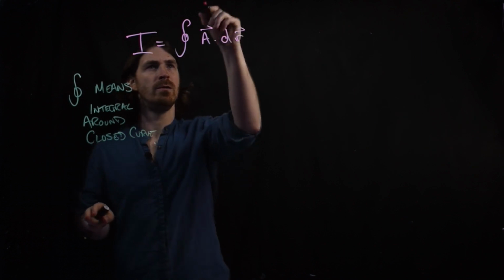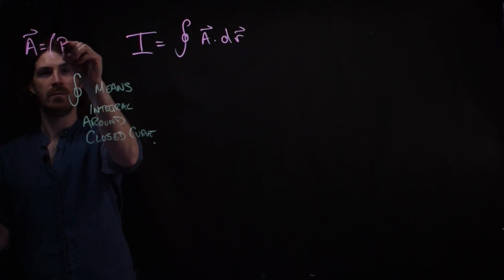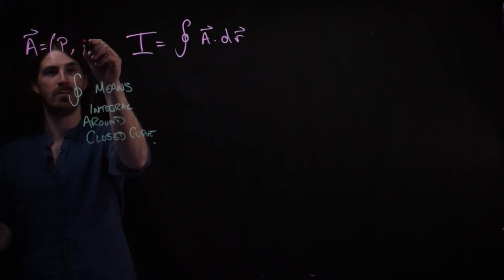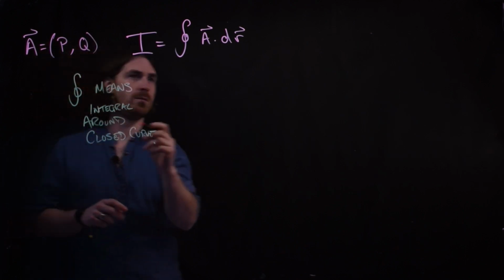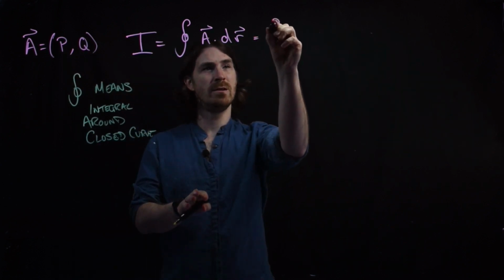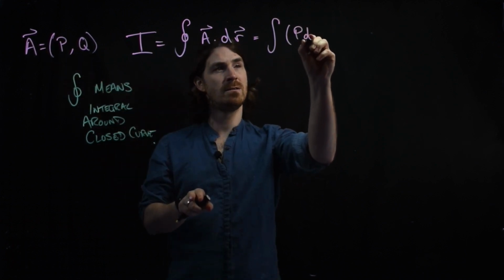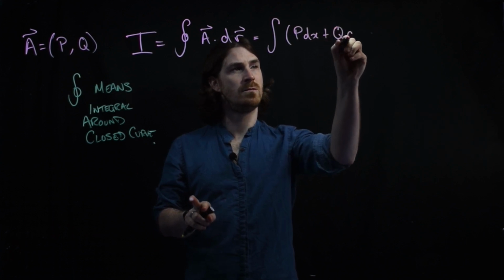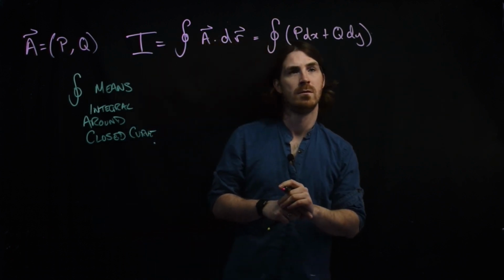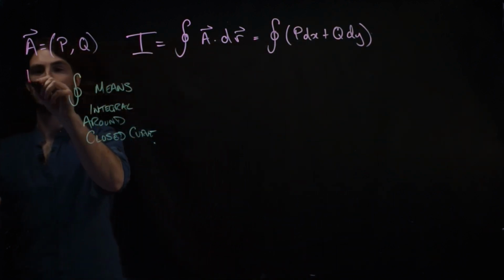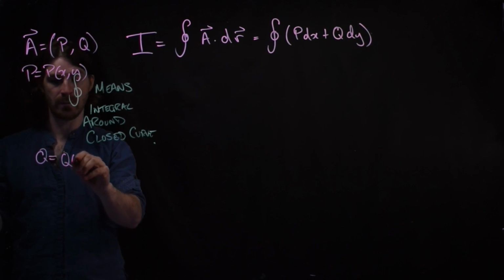Okay, here we're going to think about this vector A as being something with x component P and a second component Q, where P and Q are functions of two variables. So our line integral A dot dr can be the integral of P dx plus Q dy. And again, we're going around a closed curve. So P is P of x and y, and Q depends on x and y too.